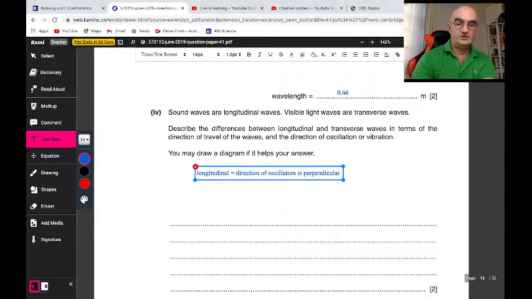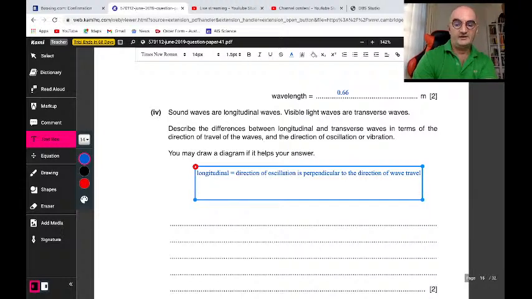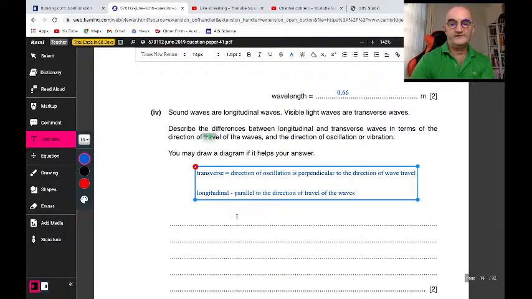Perpendicular to the direction of wave travel. And then transverse, transverse is perpendicular. Just checking you're listening. Transverse is perpendicular. And then longitudinal, which one is longitudinal? This one is parallel, is the key word. Parallel to the direction of travel of the waves. The key words here are perpendicular for transverse and parallel for longitudinal.